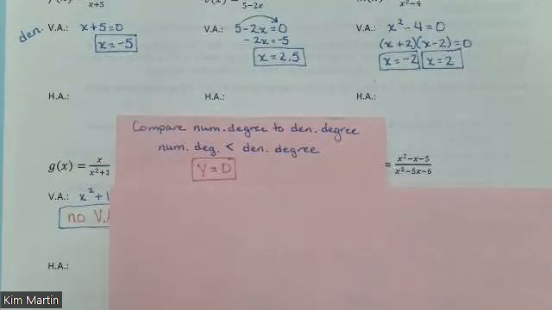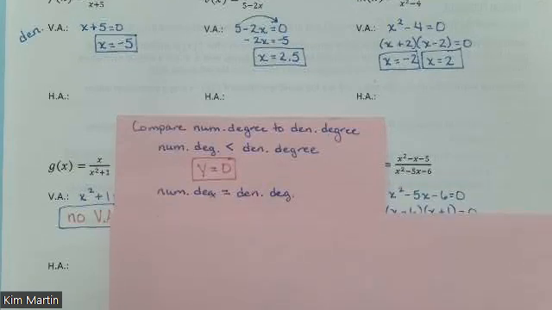The second case is they could be equal. Numerator degree equals denominator degree. And I'm going to write this every single time today. I don't need to, but I do that so that you guys will get in the habit. It just might help you come test time or when you're doing your homework and you're not struggling.